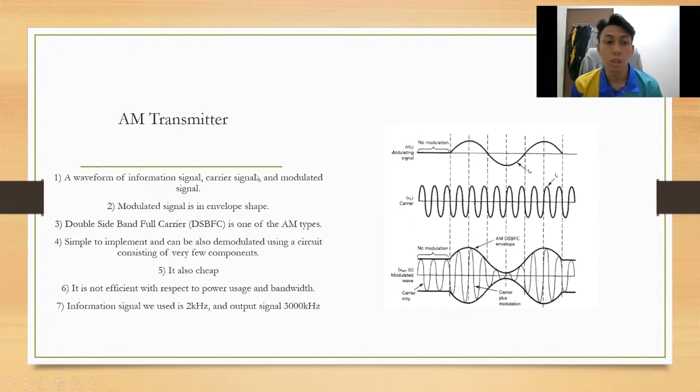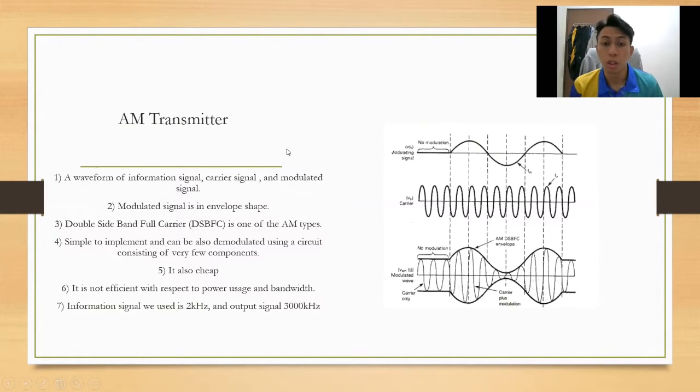In this project, we try to implement double sideband full carrier, DSBFC, into our AM transmitter. Basically, DSBFC is one type of AM, and by definition, it is amplitude modulation with carrier. The advantages of this AM transmitter is it is simple to implement and also cheap. And the downside is it is not efficient with respect to power usage and bandwidth, as it requires a lot of bandwidth through the process.